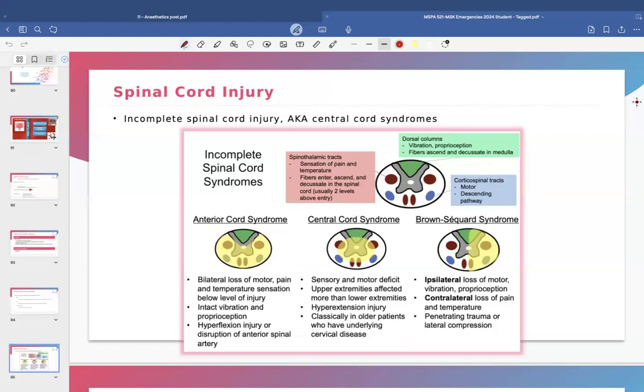Anterior cord, think of it being bilateral loss of motor below the level of injury, but you're going to have intact vibration and proprioception. Brown-Séquard is going to be only one side. And if you remember from your anatomy, there are differences in where your sensory and your motor nerves cross over in the brain and spine. You're going to have ipsilateral or same-side loss of motor, whereas your sensation loss is going to be on the contralateral side.